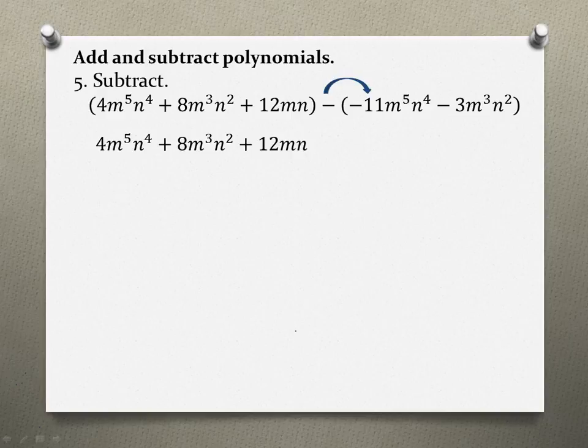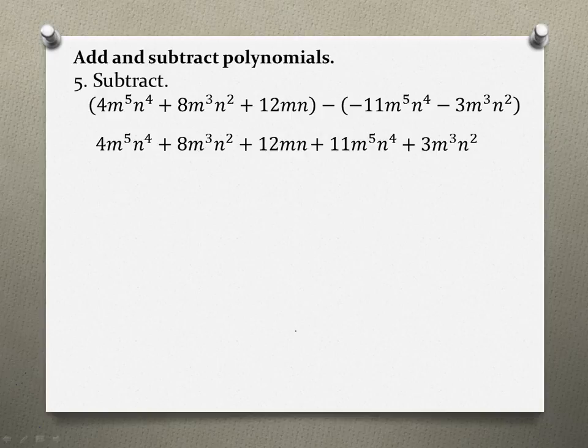So we have negative times negative 11m to the 5th n to the 4th, and that changes the sign to plus 11m to the 5th n to the 4th. And we have to do the same with the negative 3m to the 3rd n to the 2nd. So we get a negative times a negative is a positive 3m to the 3rd n to the 2nd.